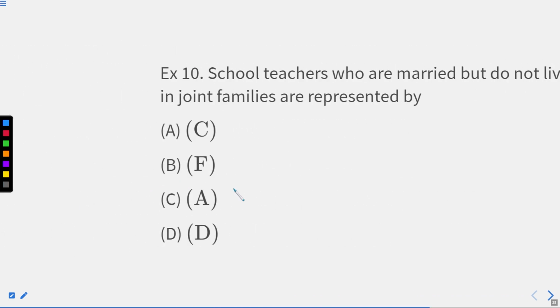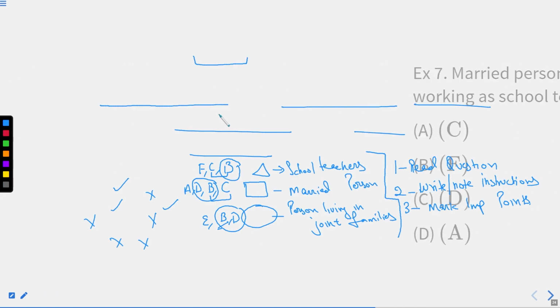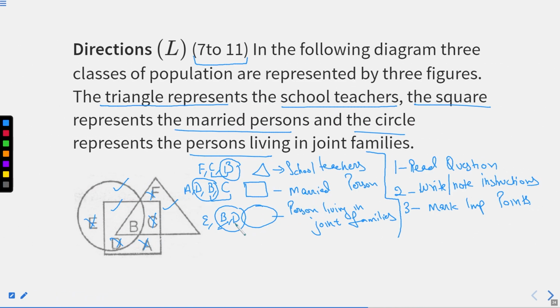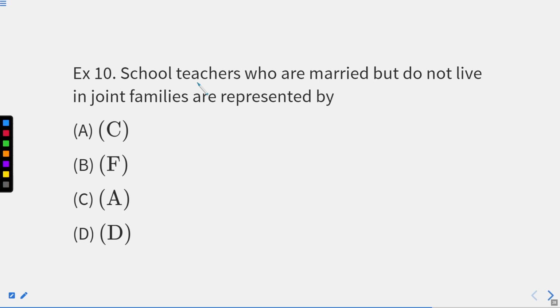So in question number 10, a school teacher who is married, they are B and C, but do not live in a joint family, right? For that, we know that B lives in a joint family, but C does not, right? So B will be cancelled, C will be your answer. I hope this part is also clear, right?